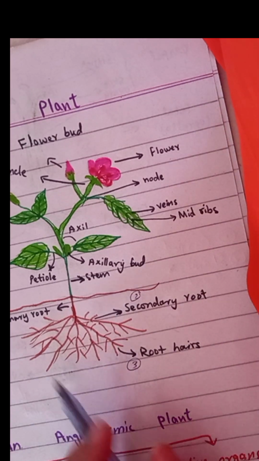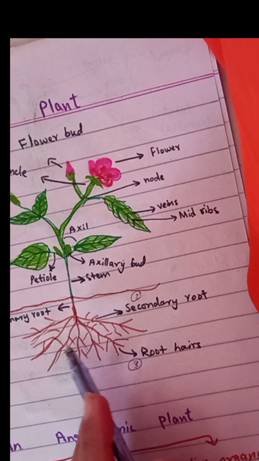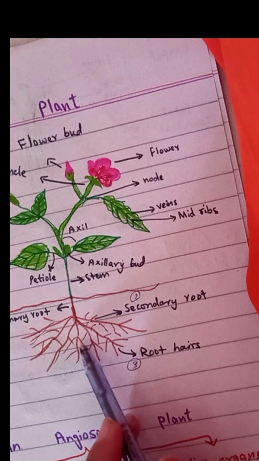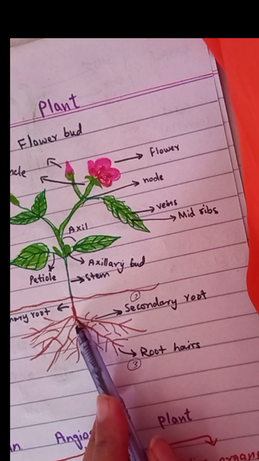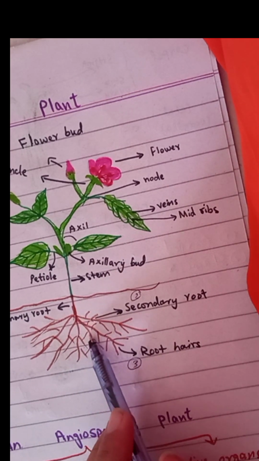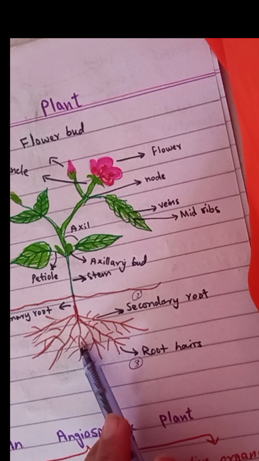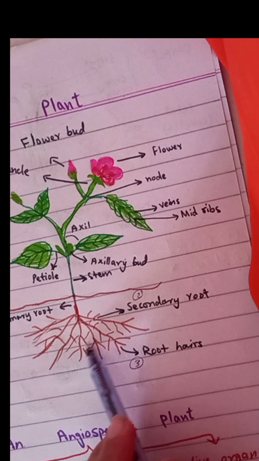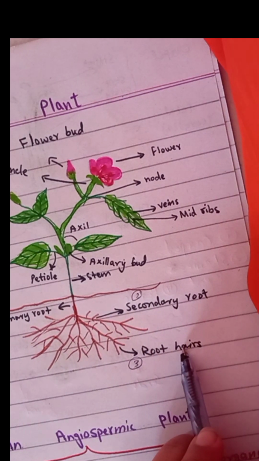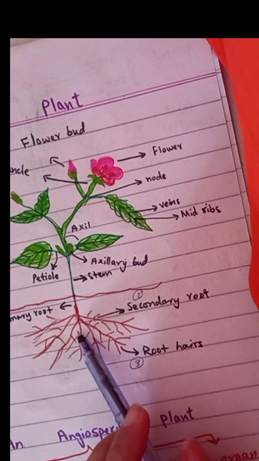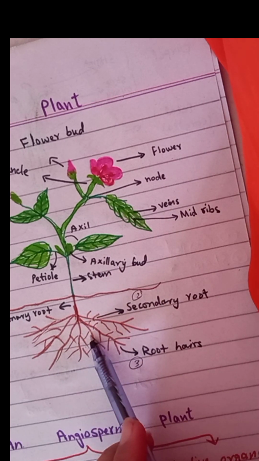It has roots, which could either be primary roots, meaning the first root, which will give rise to branches called the secondary roots. The secondary roots further have hair-like structures called the root hairs. All these parts are present under the soil.